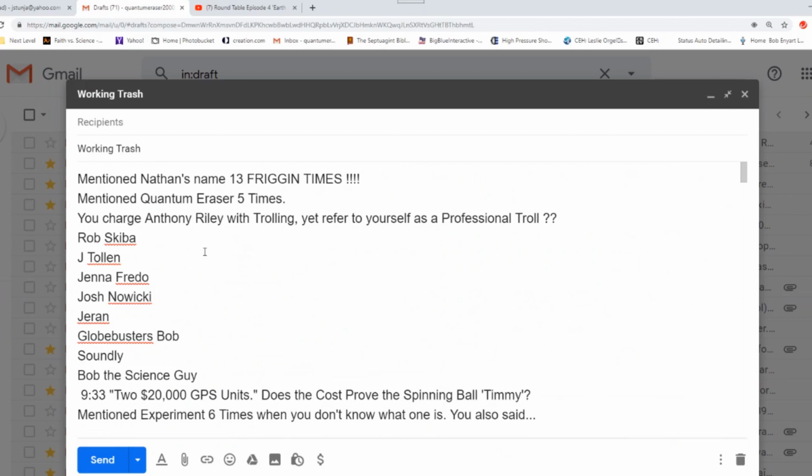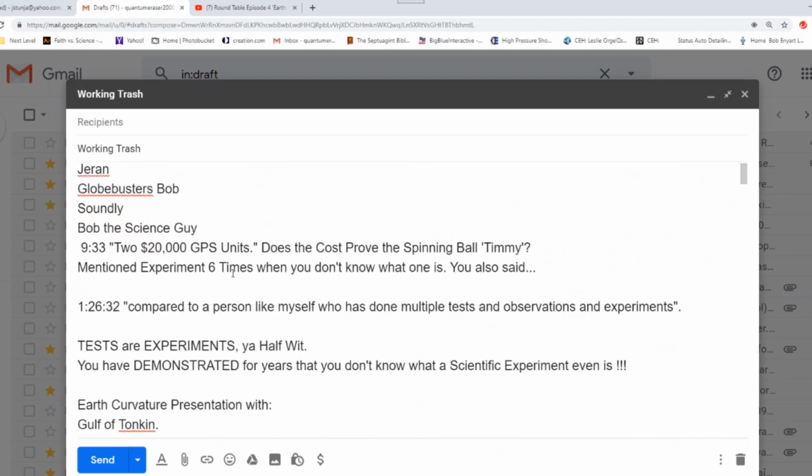Then you mentioned Rob Skiba, Jay Tolan, Jan Alfredo, Justin Wiki, Jared, Glowbusters Bob, Soundly Bob the Science Guy. I was going to put the numbers in here of the number of times you mentioned them, but I thought it was just overkill. You were obsessed with the two $20,000 GPS units. Does the cost prove the spinning ball, Timmy? You mentioned experiment 6 times when you don't know what one is.